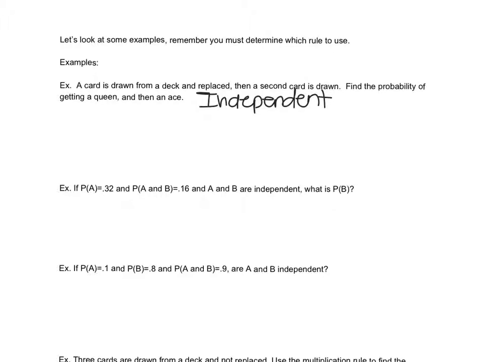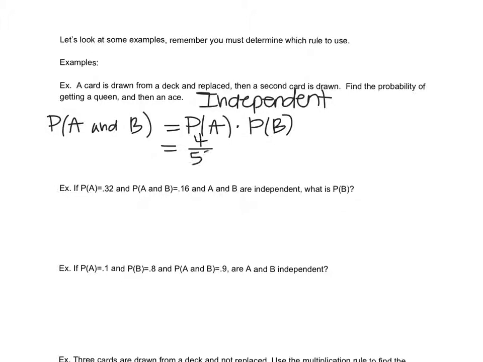probability. So the way I find the probability of A and B, so the probability of getting a queen and then an ace, is found by taking the probability of A and multiplying it by the probability of B. The probability that we get a queen: there are 4 queens in the deck of 52 cards, so that's 4 out of 52, times an ace. There are also 4 aces, and because we've replaced the card, there are still 52 cards in the deck. So when I do 4 out of 52 times 4 out of 52, we end up with 16 over 2704, which simplifies to 1 over 169.